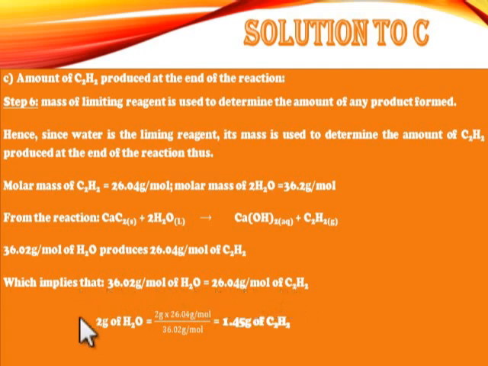Therefore, remember that the given mass of water in the equation is 2 grams. So we have that 2 grams of water will be equal to, cross multiply, this 2 times this 26.04 divided by this 36.02. That's what we have here as 2 grams times 26.04 divided by 36.02. So if you evaluate the whole of this, you're going to have 1.45 gram, and that is the amount of ethane produced. So that is how you go about the calculation.